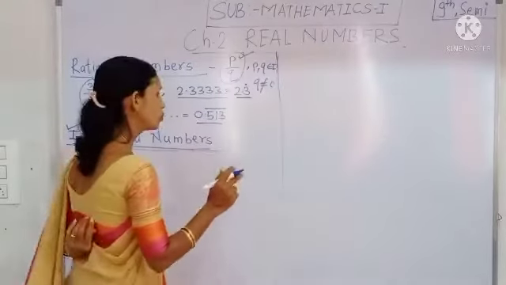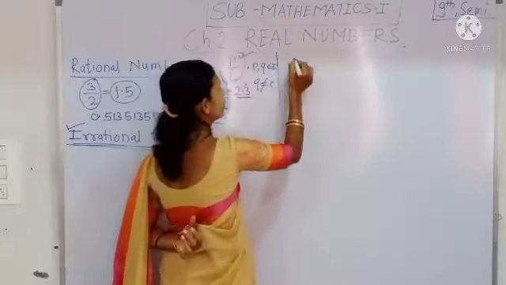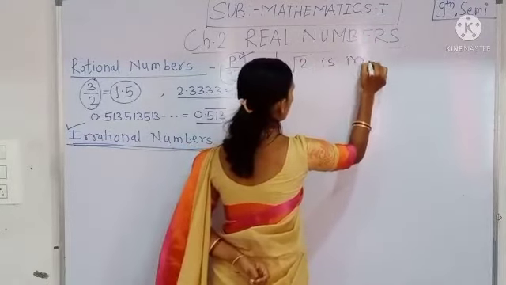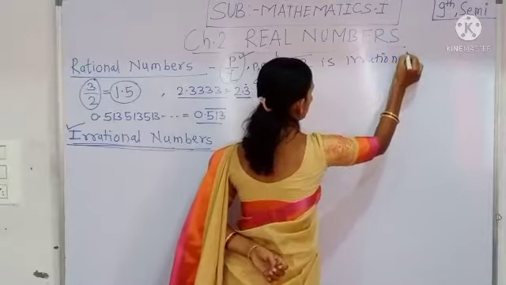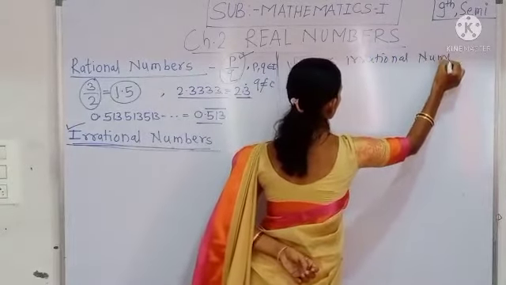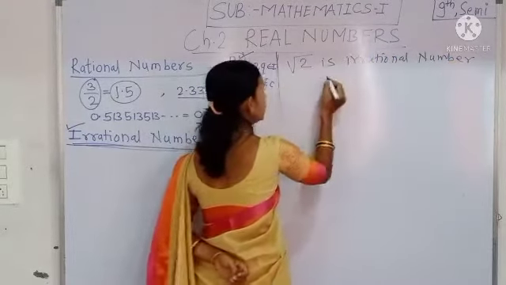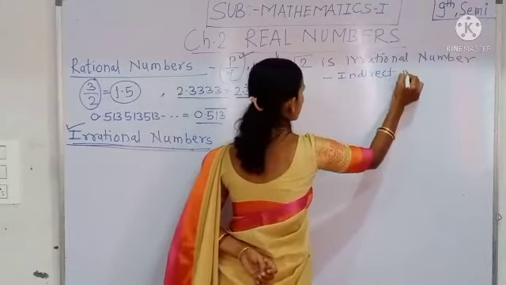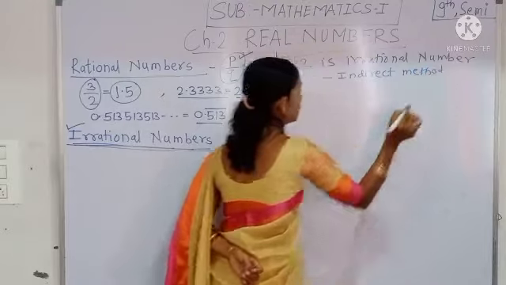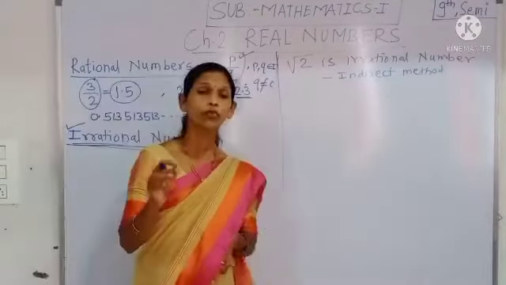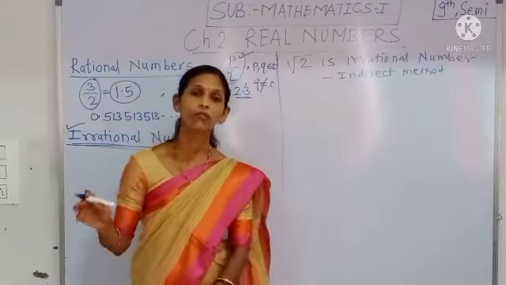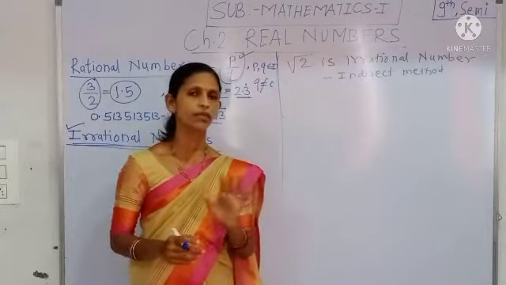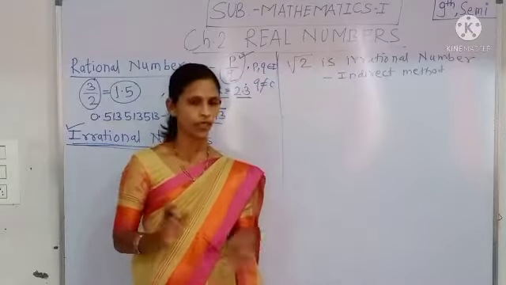Therefore, we have to prove that root 2 is an irrational number, and that proof is given by indirect method. I have already discussed about that. Proof of that property cannot be given by direct method. Therefore, we use the indirect method to prove those properties.